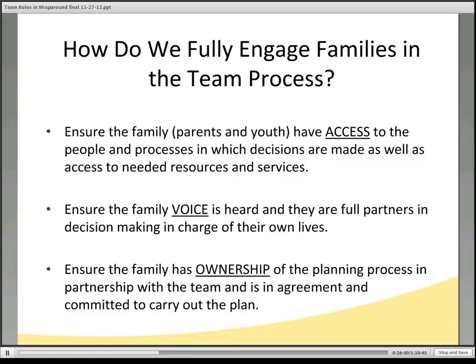So then developmentally, the next step would be that if you've had access, if you're involved, if you have a seat at the table, the family's voice is going to be heard and they're full partners in decision making about their own life. The youth and parents are not only present, with a seat at the table, but they actually have an opportunity to present their perspectives and to be heard during the planning process.